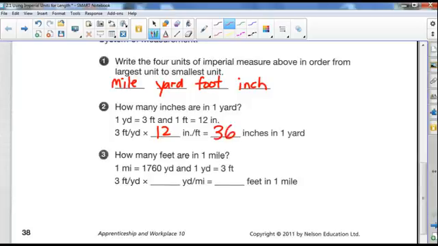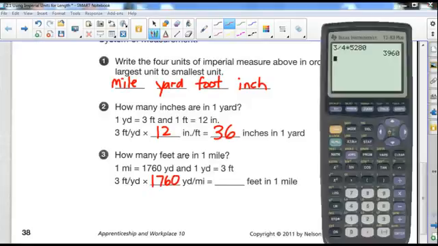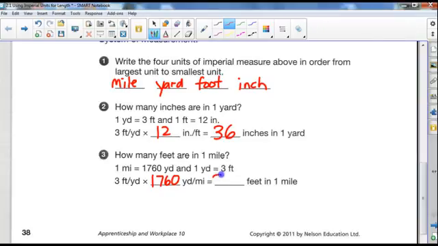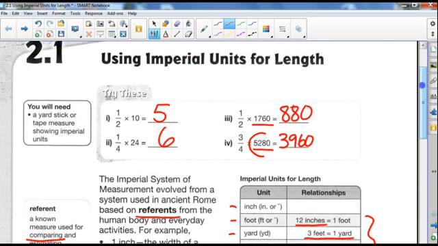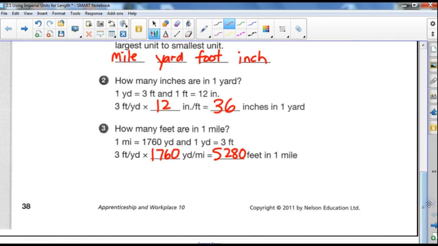How many feet are in 1 mile? Well, 1 mile is 1,760 yards, and 1 yard is 3 feet. So 3 feet per yard times 1,760 yards per mile. And we take our calculator, and we take 3, multiply that by 1,760, and we know that there's 5,280 feet in a mile, which was, if we look back up here in our try these, I said that this number was significant in the imperial system. Now you know where. Okay?